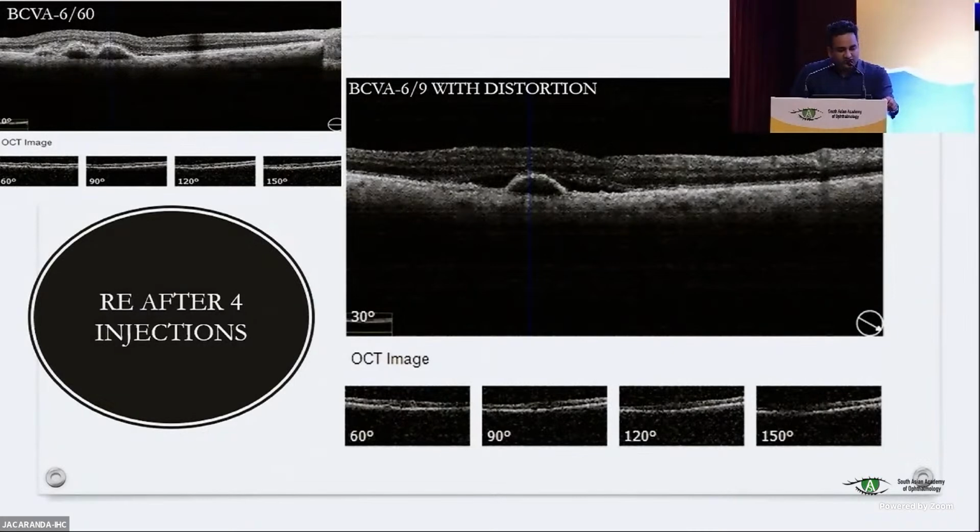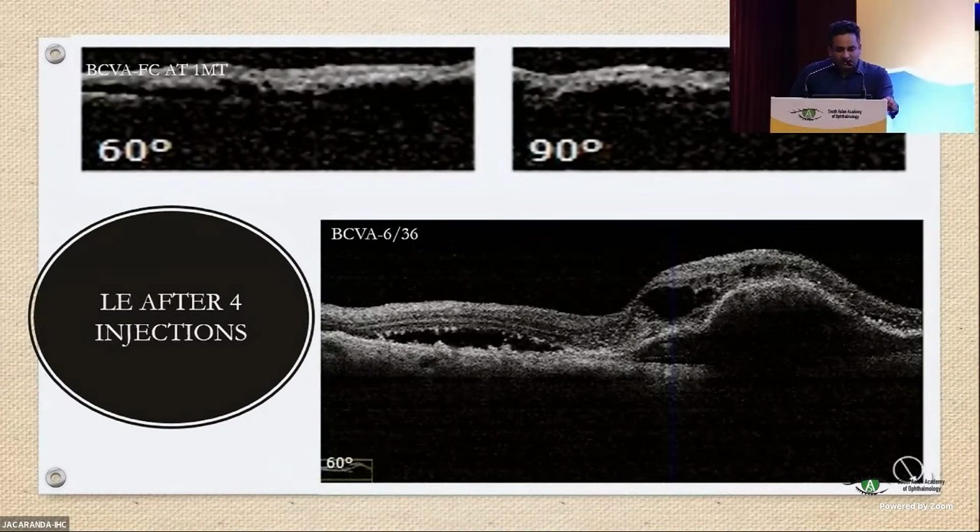After 4 injections in right eye, we had a good result, vision improving to 6/9. Still, distortion is there, and in left eye, it has increased to 6/60 from finger counting 1 meter, and still the lesion is there. So we'll be treating this patient for long.